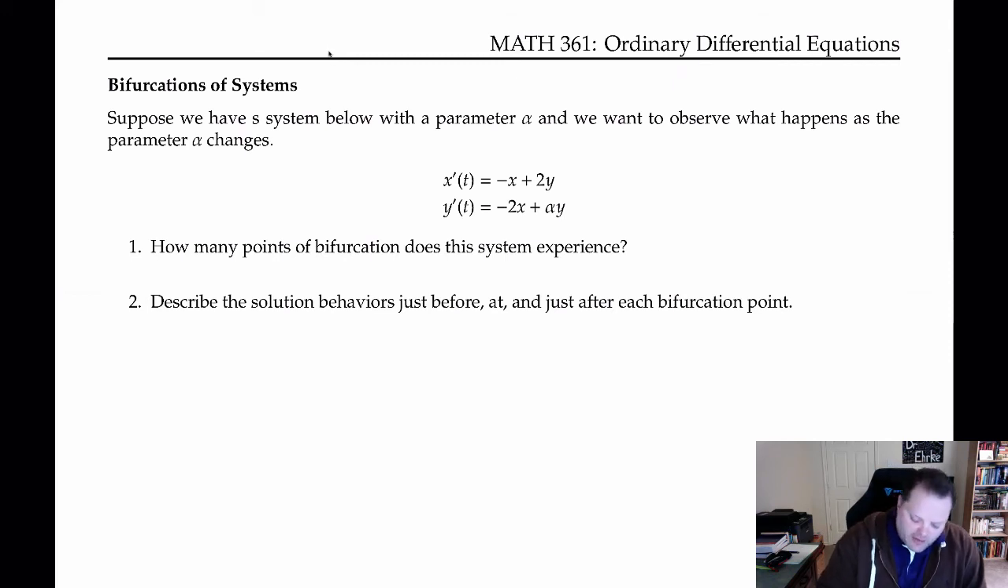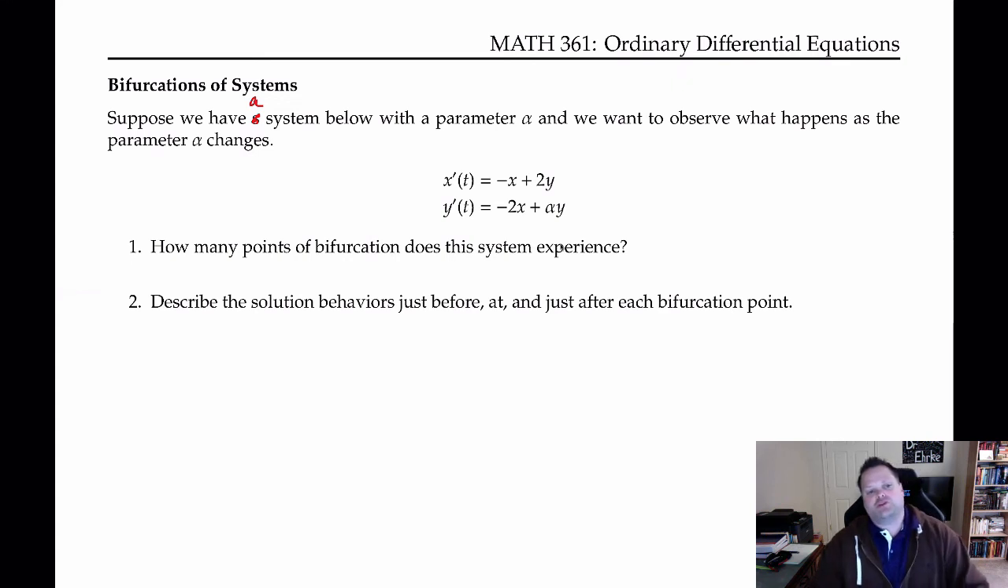Suppose we have a system below with a parameter alpha, and we want to observe what happens as the parameter alpha changes. So in other words, this can be different numbers, 2, 3, 5, -10, whatever. It can't be a variable, but it is a parameter. So I can change its value at the start of each system. And I want to talk about points of bifurcation.